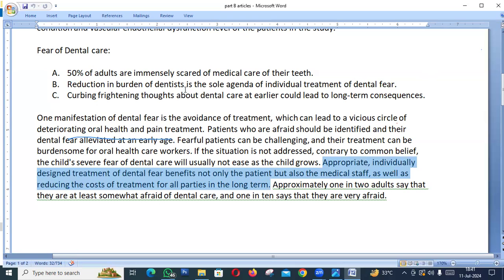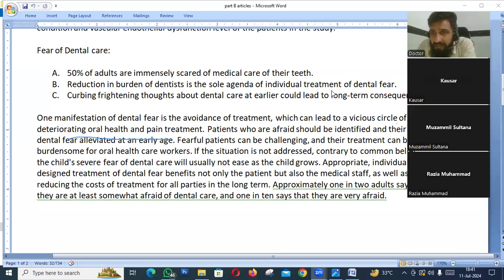A reduction in the burden of dentists is the only reason for individual treatment of dental fear? What are other reasons? Pain. Cost of the treatment. Reason is fear, yes. Pain, that's why they are.